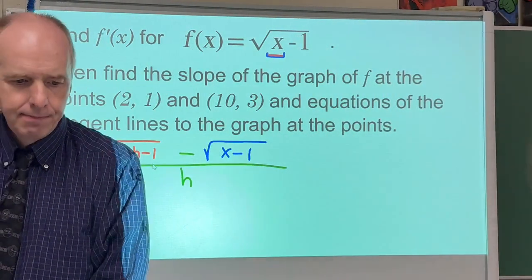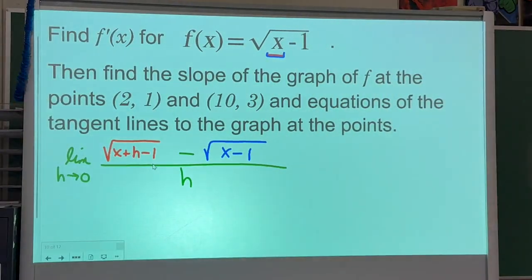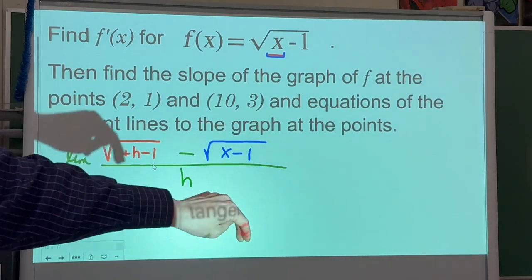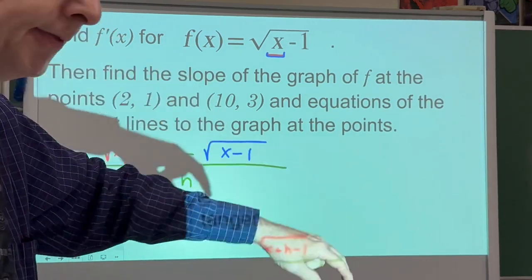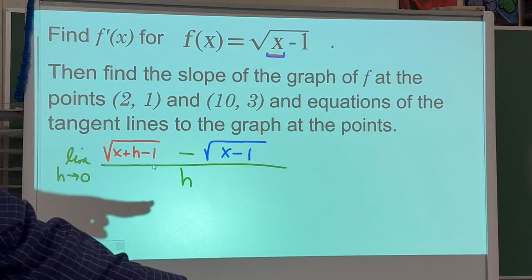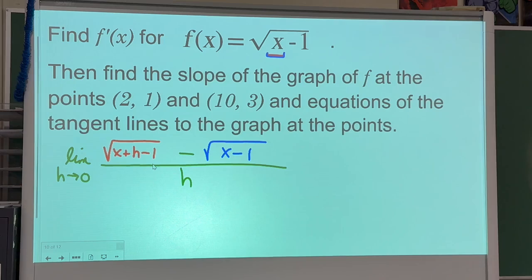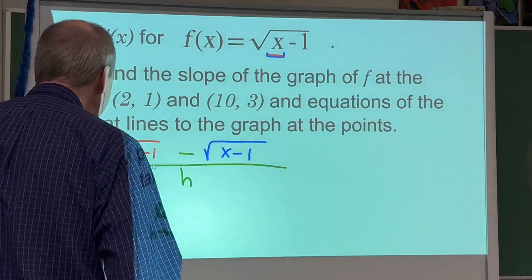Now what would you do? Well, you could try to plug in 0, but then that gives you square root of x minus 1 minus square root of x minus 1, which is 0 over 0, and that's an indeterminate form. We have seen how to rationalize. Let's try that. That looks like fun.